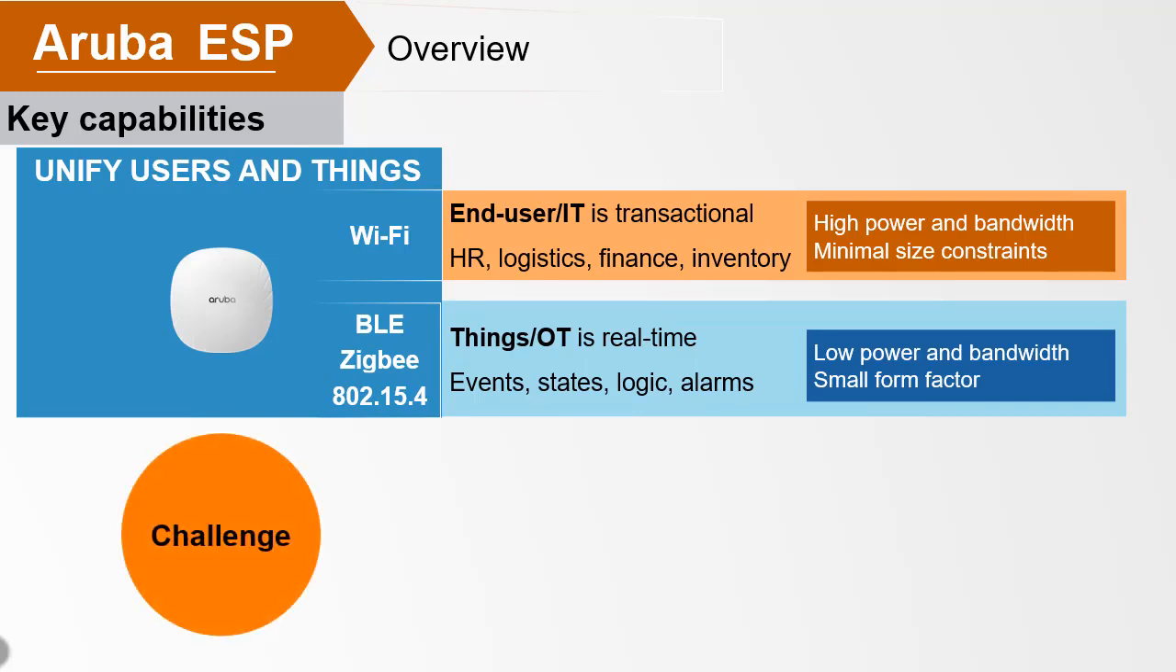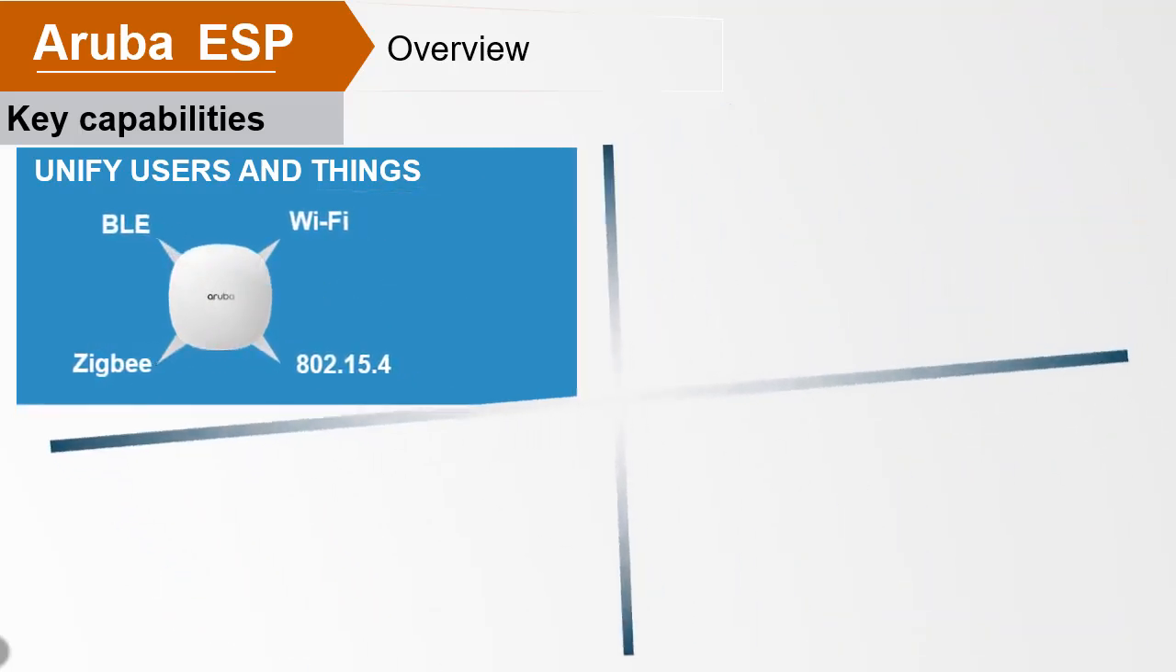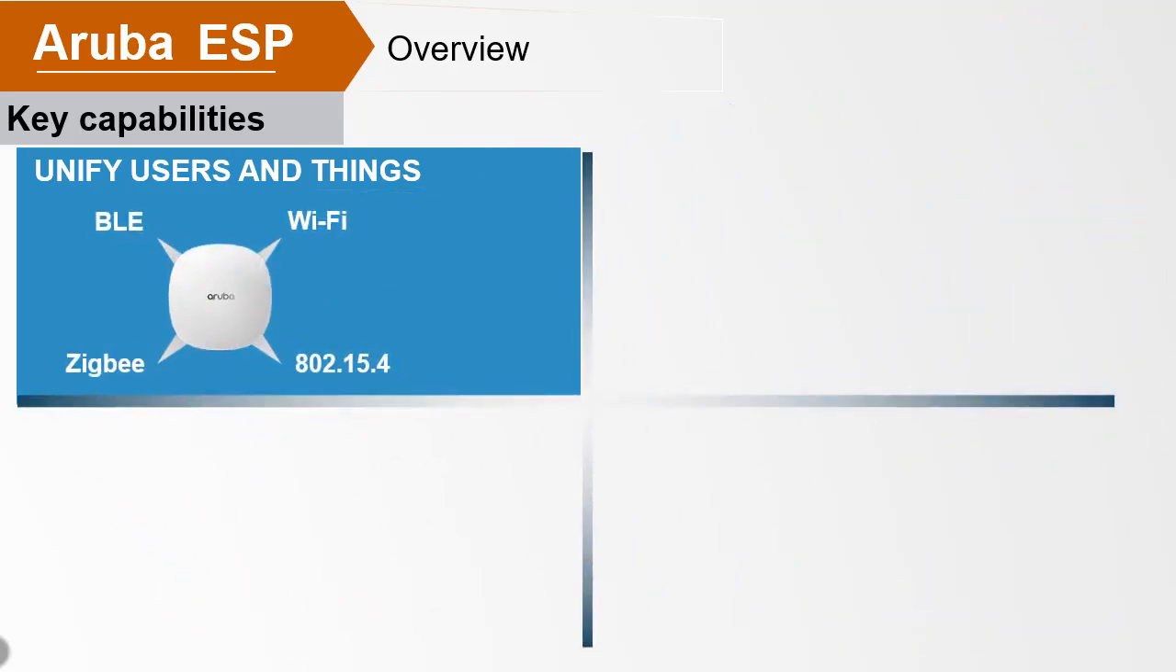While these technologies are not compatible with the 802.11 Wi-Fi we all know and love, they use and compete for the same RF spectrum. Now, this is a challenge for most deployments. With separate systems for end-user Wi-Fi and Internet of Things RF, one system can stomp on another, decreasing performance and reliability of both systems. Aruba's APs unify this into a single system, all coordinated and performance optimized.